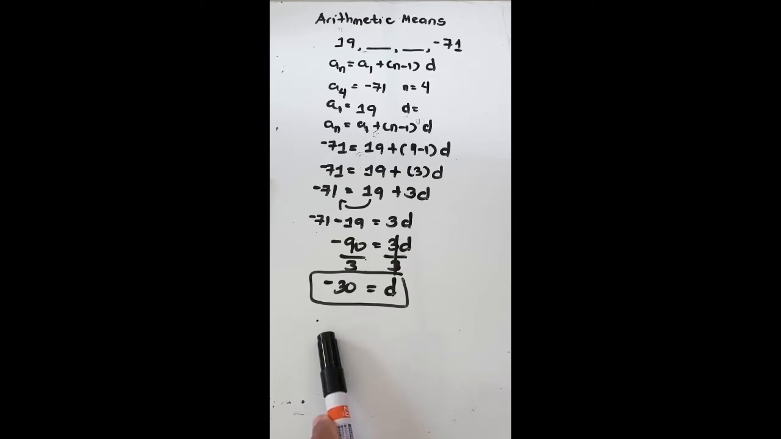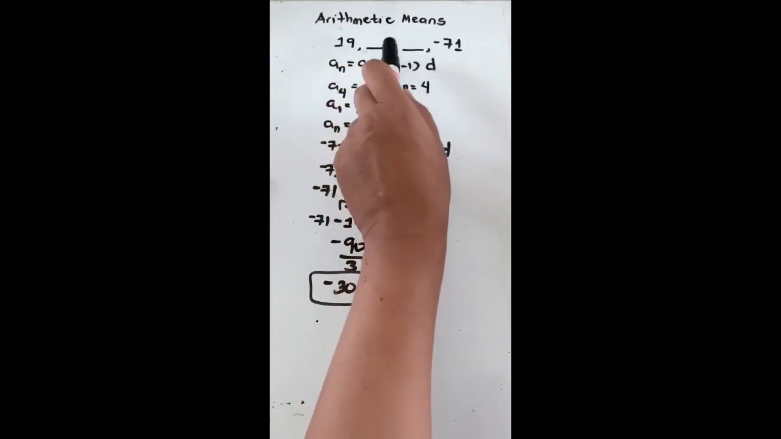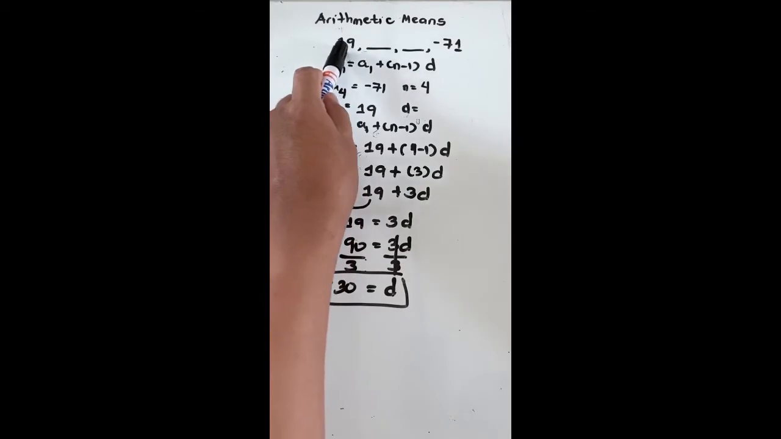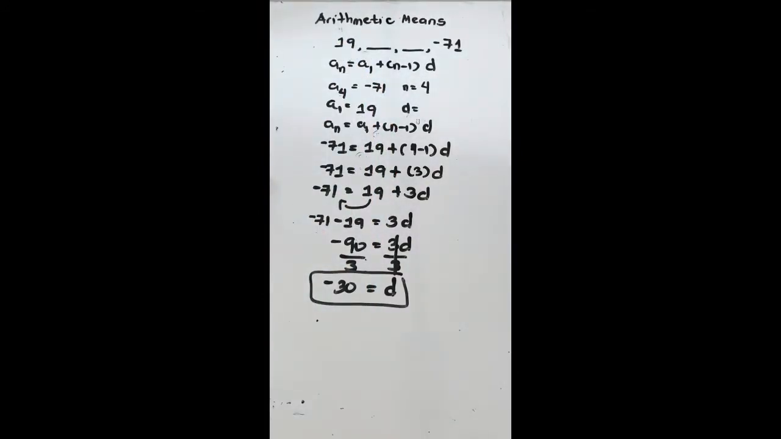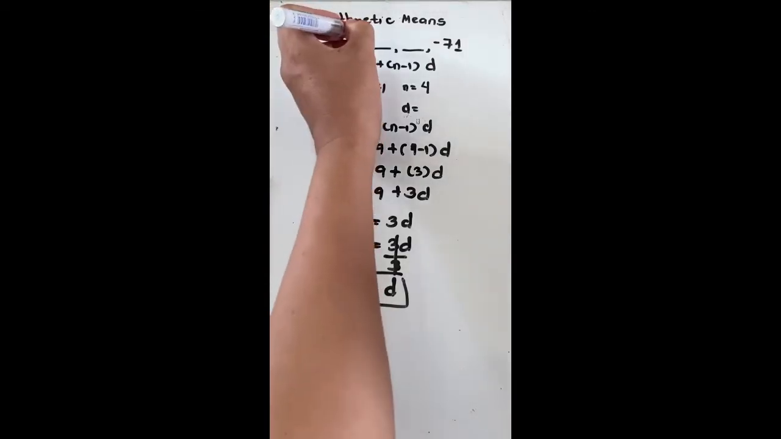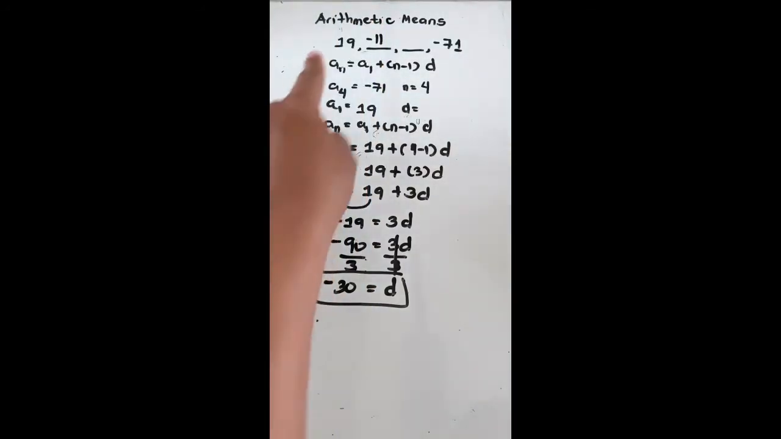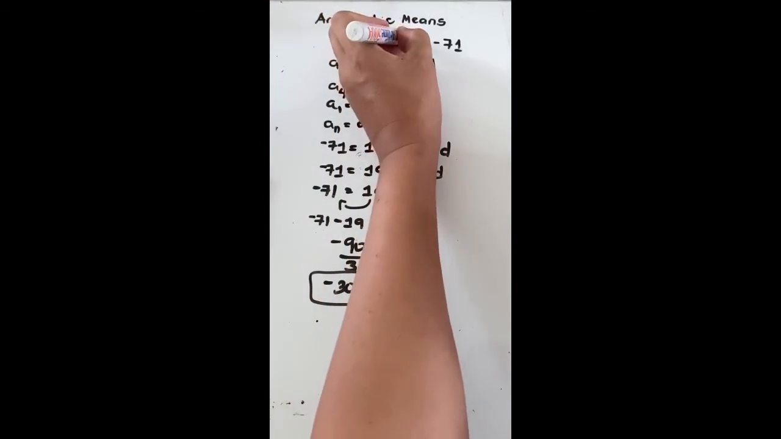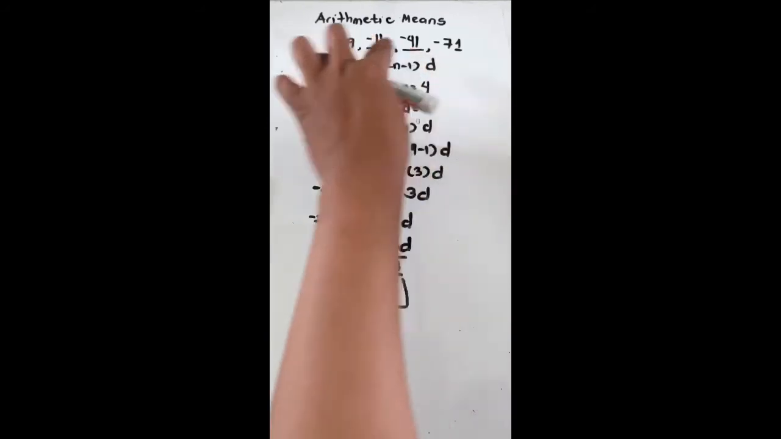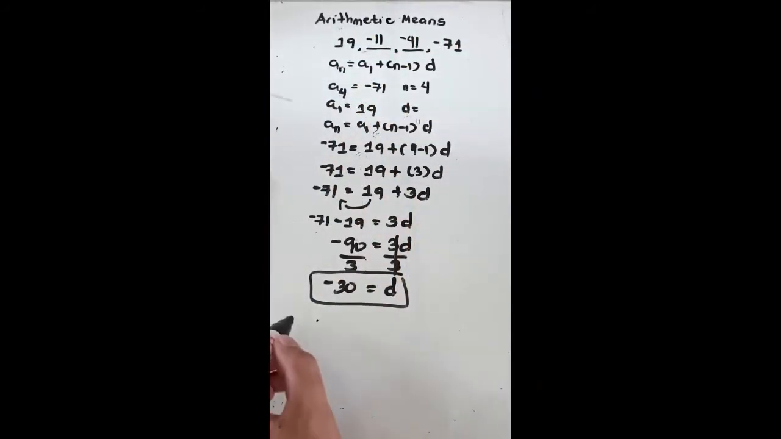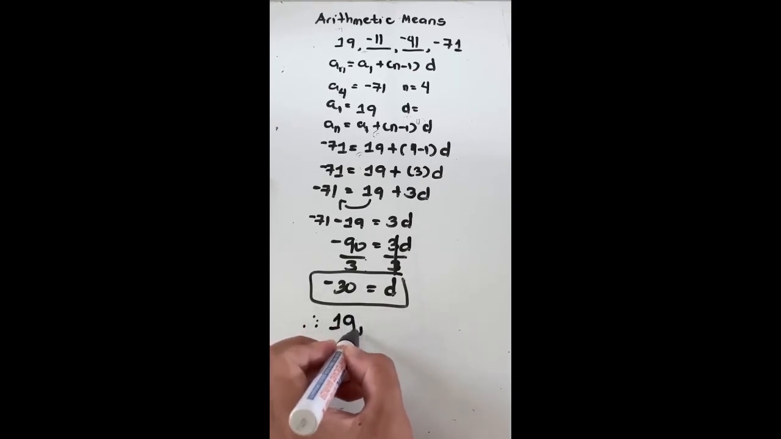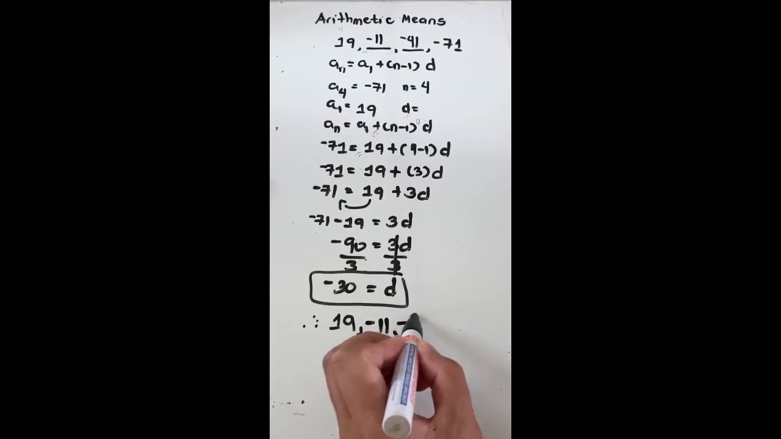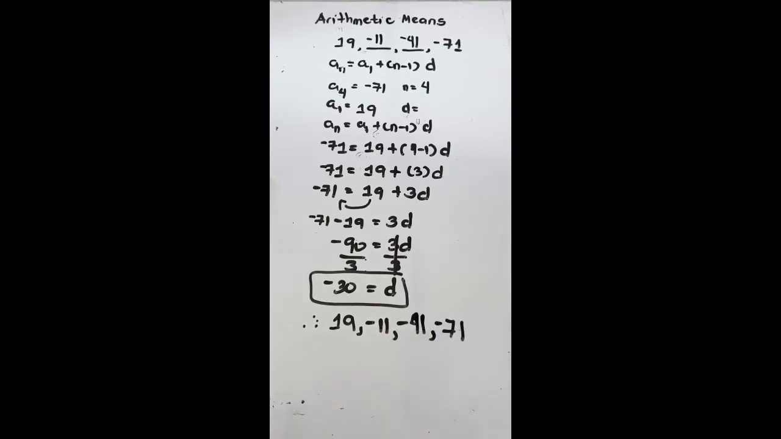Okay? So, meaning to say, our common difference is negative 30. Pero hindi pa yan yung ating answer. Okay? Because we need to add negative 30 to the succeeding terms para makuha natin yung dalawang arithmetic means. So, 19 plus negative 30, so that is negative 11. And then, negative 11 plus negative 30, that is negative 41. And then, negative 41 plus negative 30, that is negative 71. So, therefore, our arithmetic sequence is 19, negative 11, negative 41, negative 71. So, ano yung dalawang arithmetic means natin? Negative 11 and negative 41.